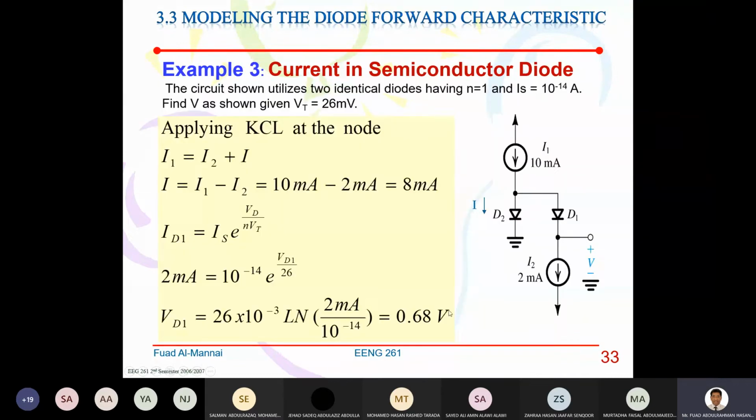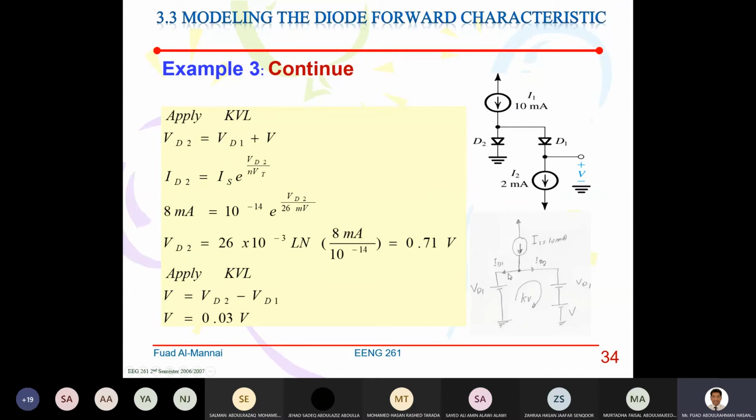Next. This is the same thing. You have I2, you have I1. Go over it, and if you have a question, let me know. It's the same thing as what we just solved.